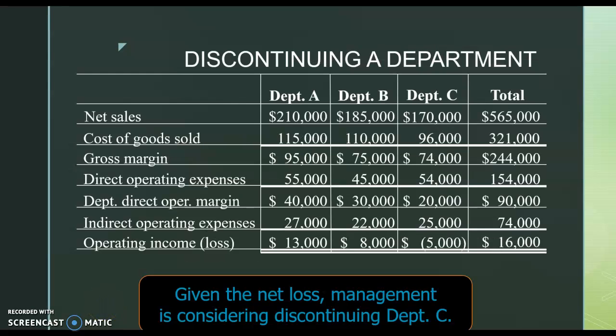Okay, so here is an example. Here we have Department A, Department B, Department C, and here's the grand total for the whole store. If we look down at the bottom, our operating income for Department A is $13,000. Our operating income for Department B is $8,000. And we have for Department C a loss. It's in parentheses. That means it's negative. We have an operating loss of $5,000. So management wants to take a look and see, should we get rid of Department C and just have A and B?